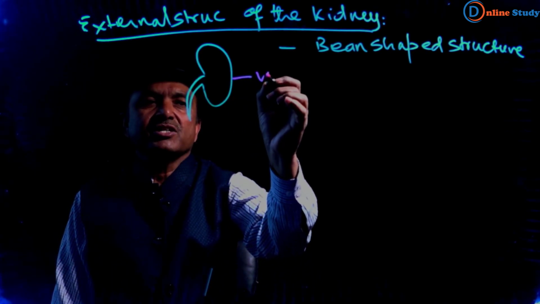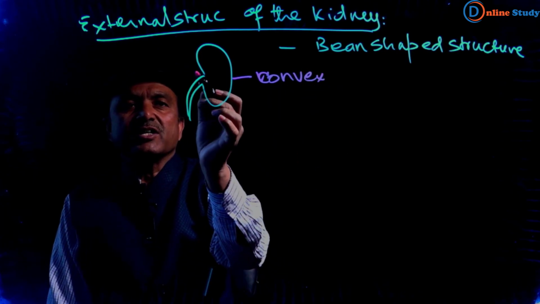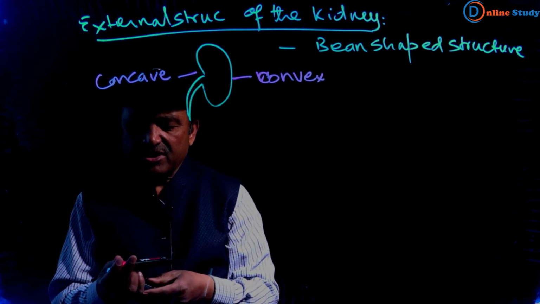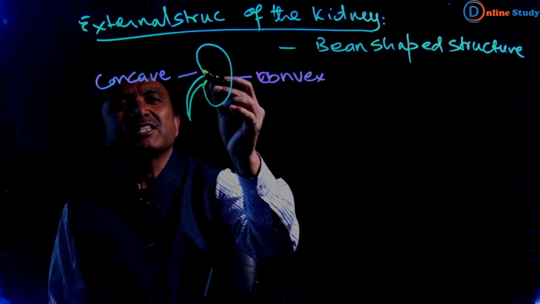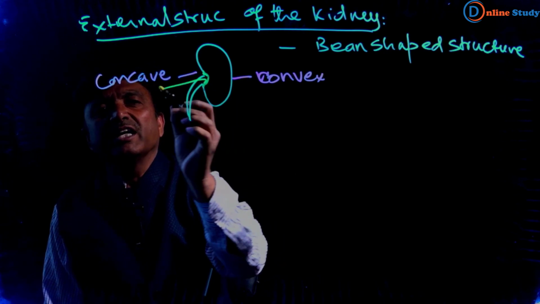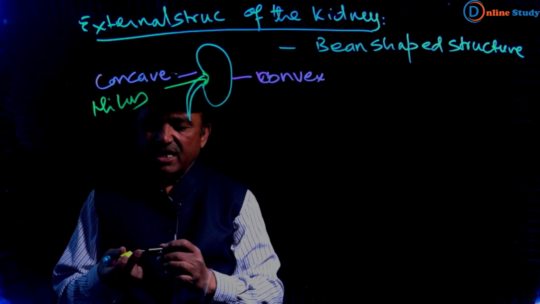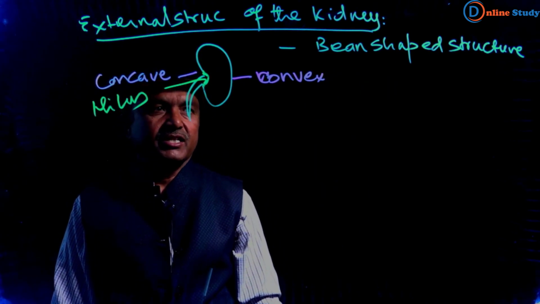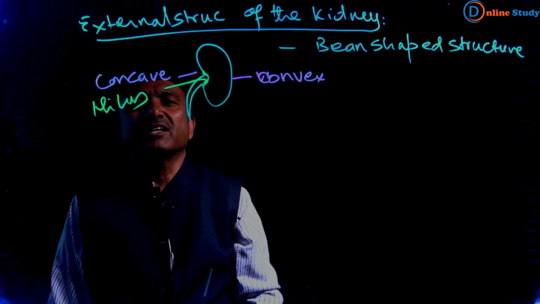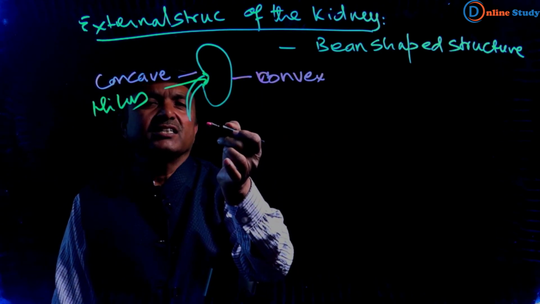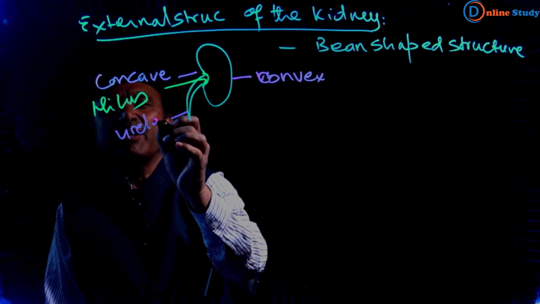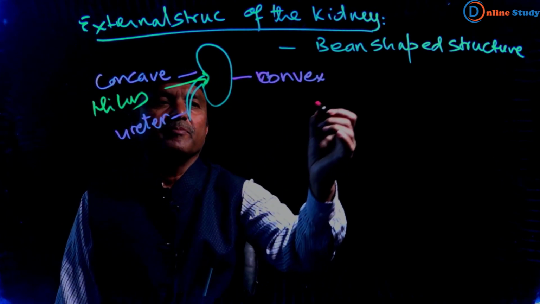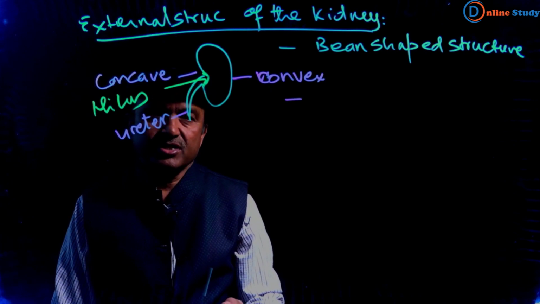The outer surface is convex and the inner surface is concave. The inner surface has a little cavity, and this concavity, from where the ureter comes out, is called the hilus, or renal hilum. Its shape in humans is bean shaped, as we already discussed.